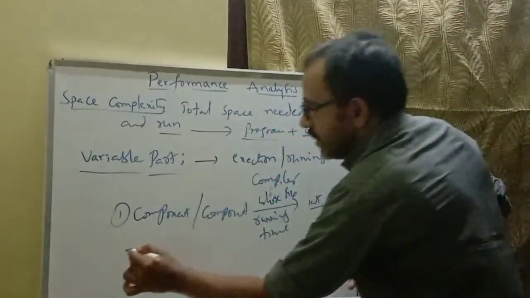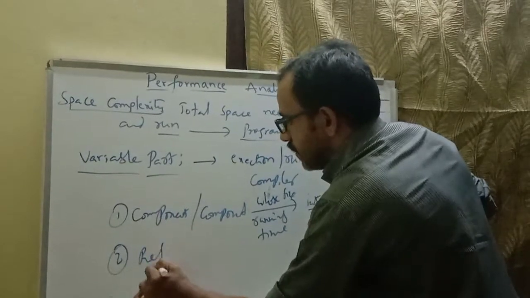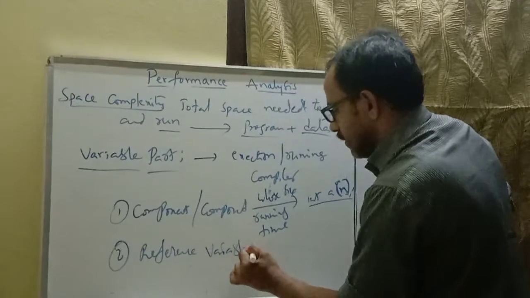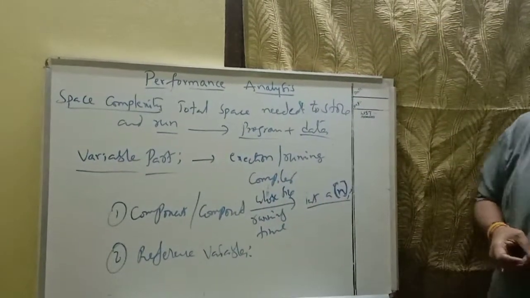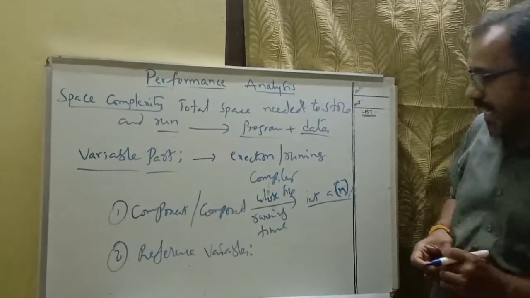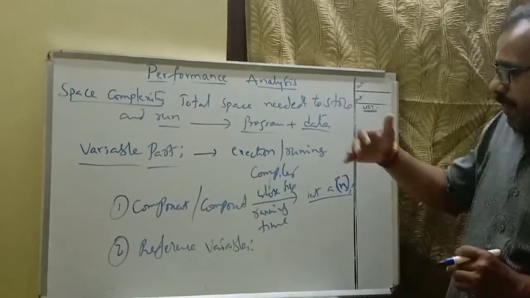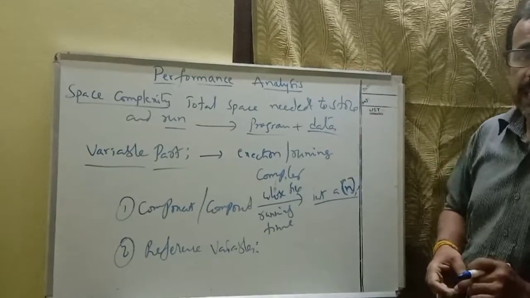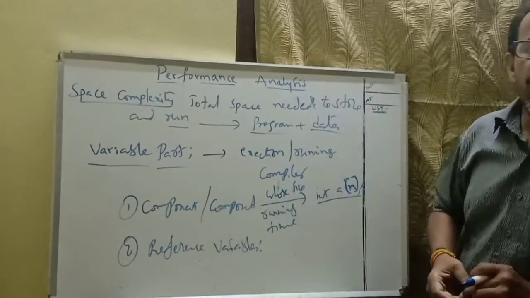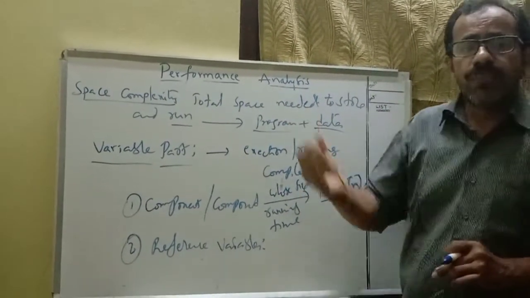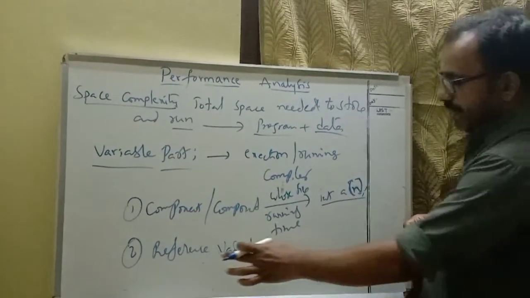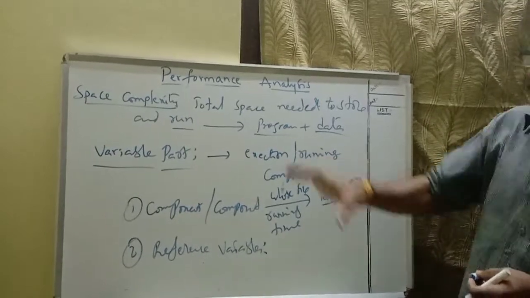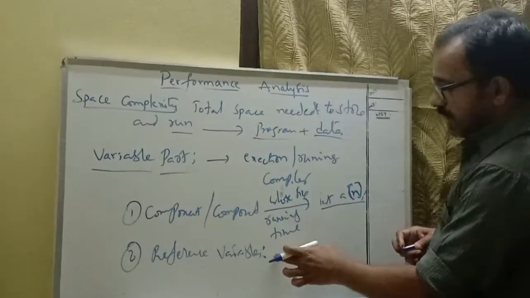The second one is reference variables. Reference variables are used for referring to different data type items. In one particular function, a reference variable may be used for referring to an integer, the same variable may be used for referring to a floating point, and the same variable may be used for referring to a character. That's why the reference variable size varies based on the referred parameter, so it also comes under the variable part.